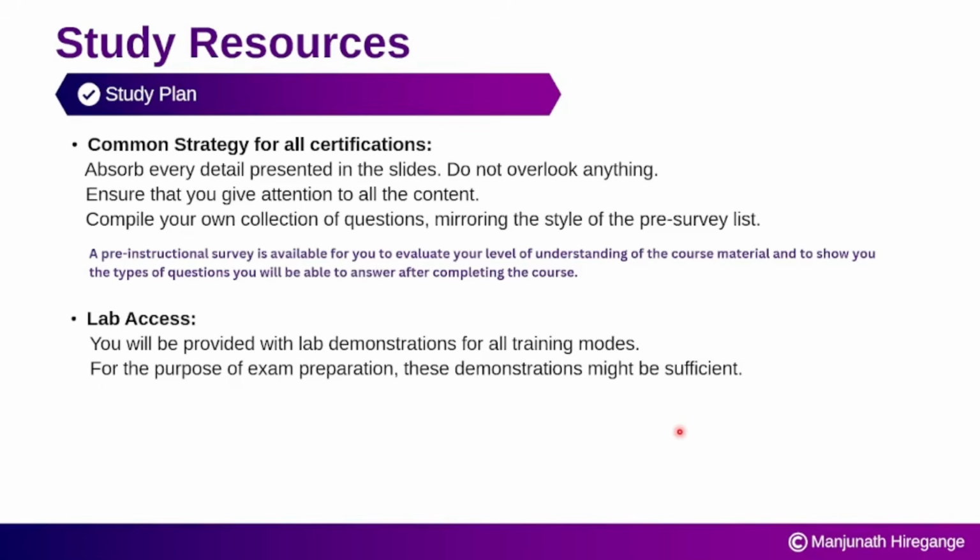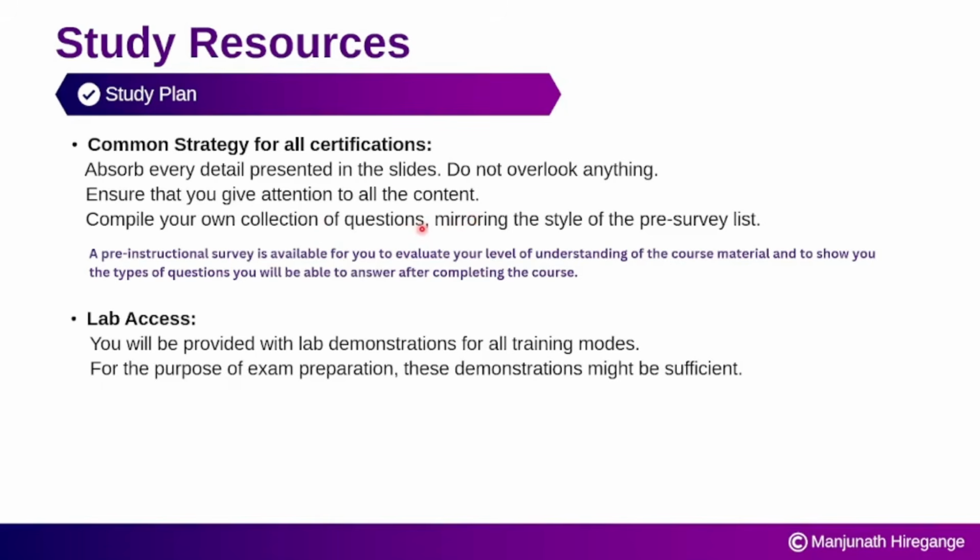Then I made some strategy when I was preparing for the 62443 certification. So I wanted to highlight the common strategy for all the certifications. First, pay close attention to every detail in the slides, and don't overlook anything. Even the small points matter, and make sure you give equal attention to all the content. Sometimes you feel tempted to skip what feels basic, but trust me, every part is important.